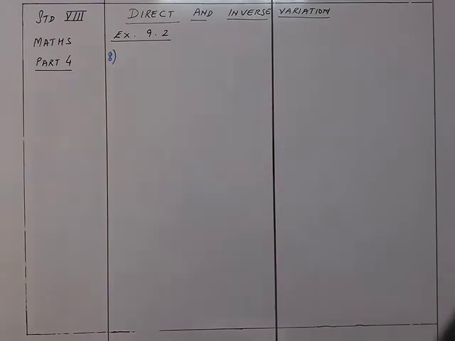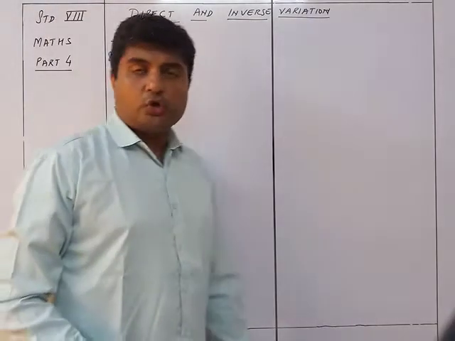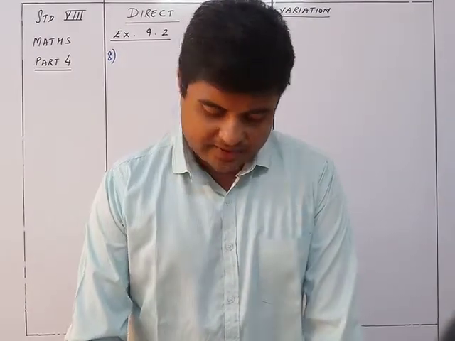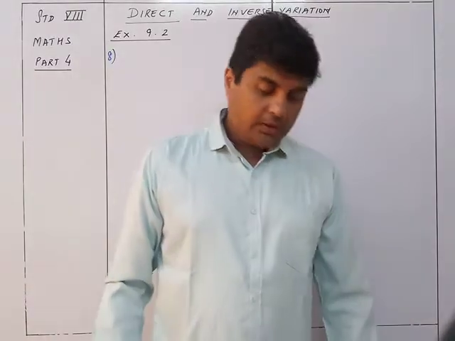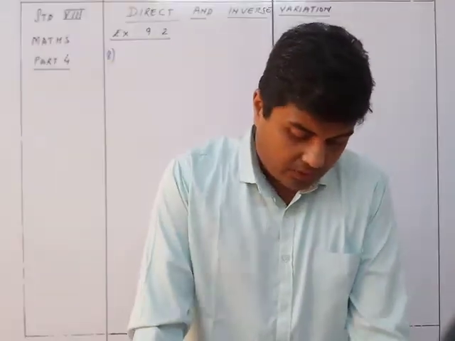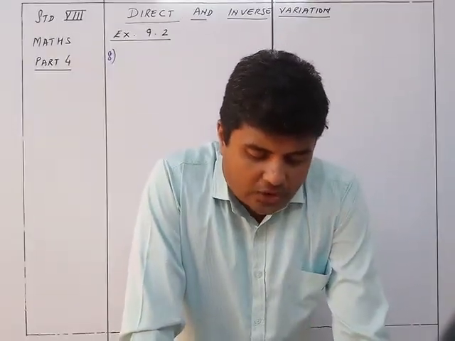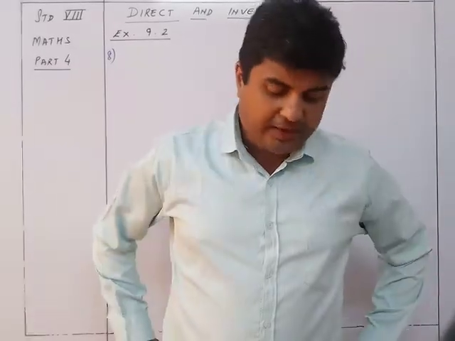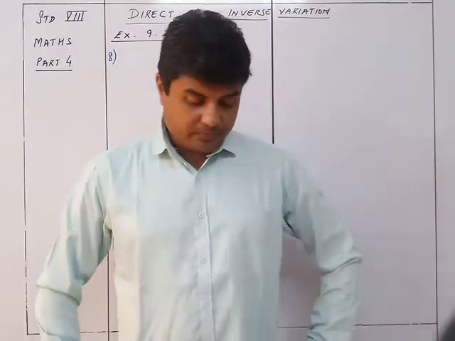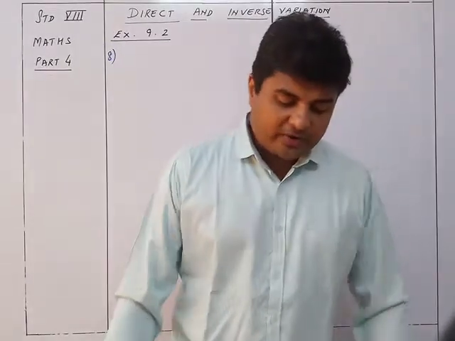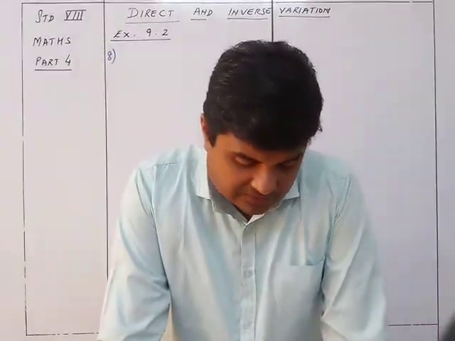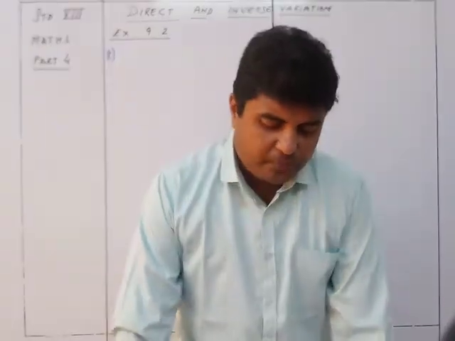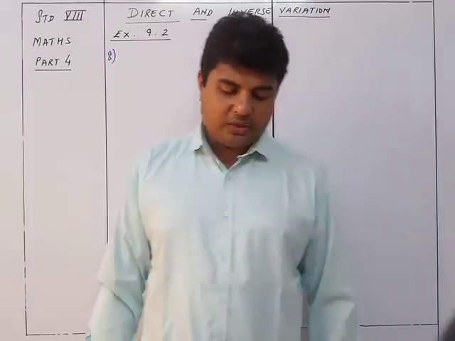We continue with sum number 8 of exercise 9.2, which is based on direct and inverse ratios. So question number 8. A contractor undertook a contract to complete a part of the stadium in 9 months with a team of 560 persons. Later on, it was required to complete the job in 5 months. How many extra persons should he employ to complete the work?